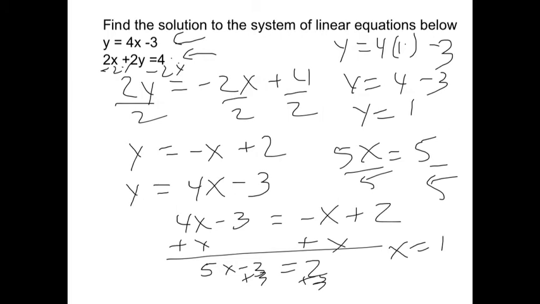Well, if I plug 1 and 1 into the standard form equation, I do get 2 + 2 is 4, so I therefore know that (1, 1) would be the correct solution.